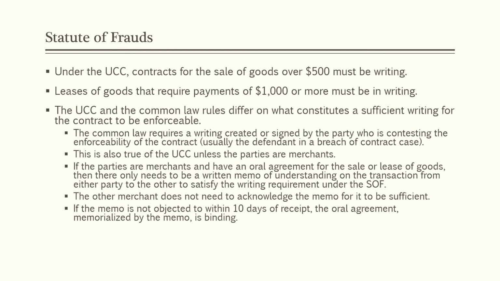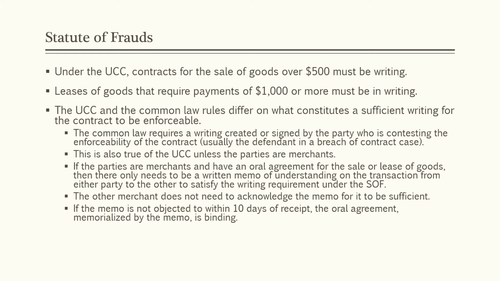The UCC and the common law rules differ on what constitutes a sufficient writing for the contract to be enforceable. A writing is a document or documents taken together that show contractual intent and satisfy the statute of frauds requirements. The common law requires a writing created or signed by the party who is contesting the enforceability of the contract, usually the defendant in a breach of contract case. Now, this is also true of the UCC unless the parties are merchants. Remember, merchants have special provisions that govern them.